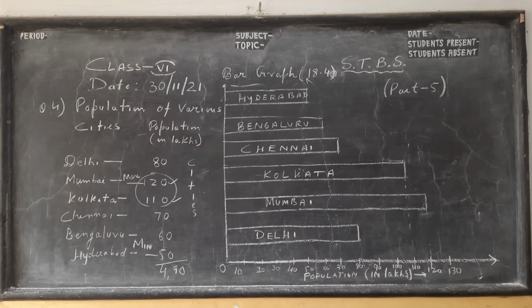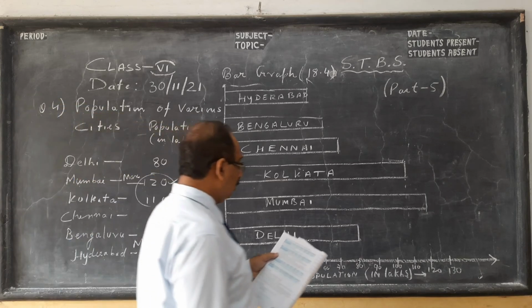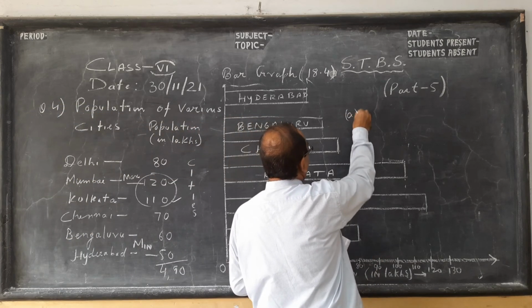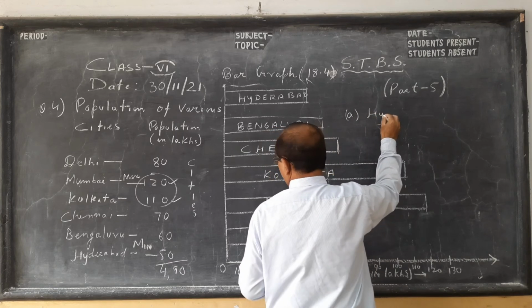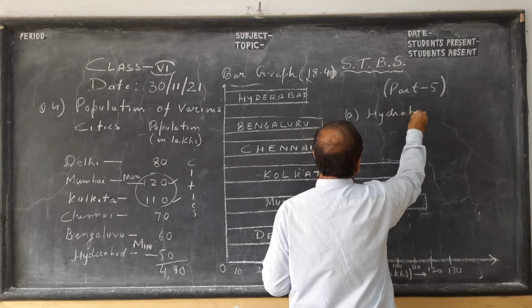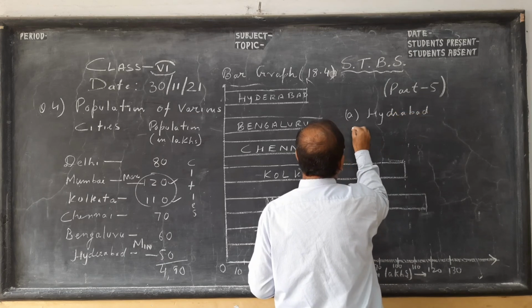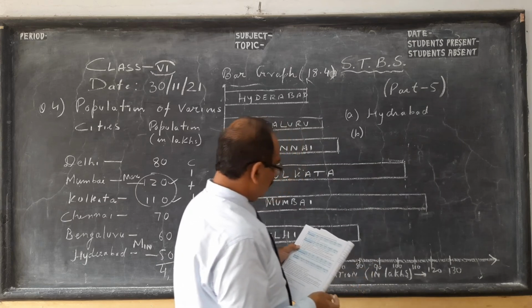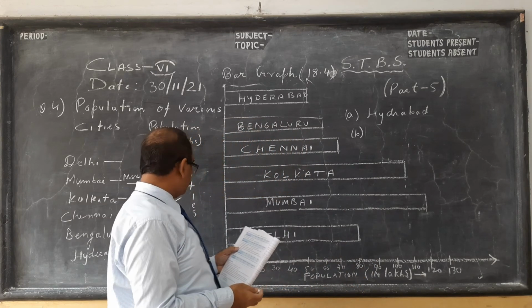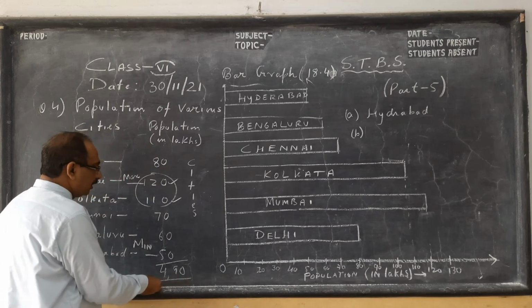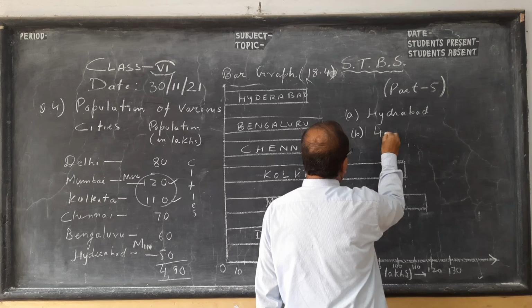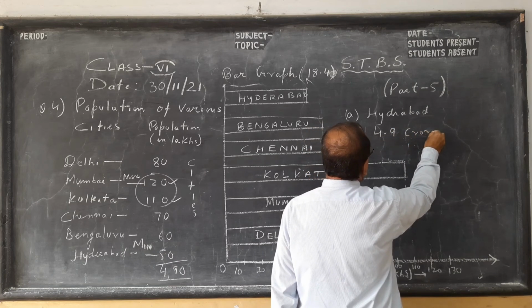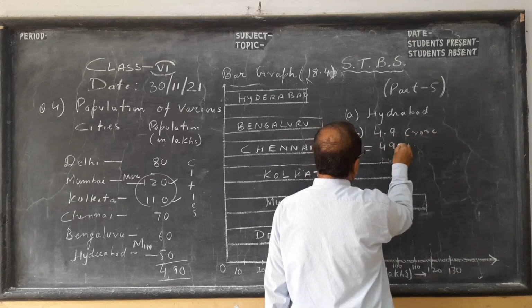Okay, let us see how you will write the answer. Name the least populated city. So write the question, then write the answer: the least populated is Hyderabad. Next is, what is the total population of all cities? You have to show this working there. So it is 4.9 crore or 490 lakhs.